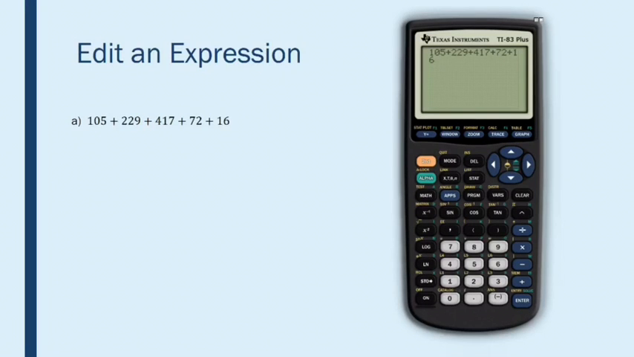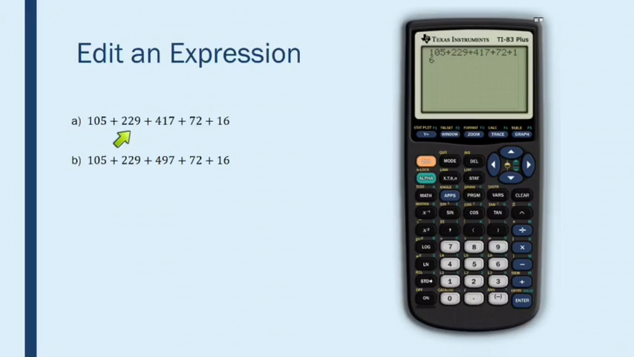Now I want to show you how to edit an expression that you've typed in but you haven't pressed enter yet. Notice here I have 105 plus 229 plus 417 plus 72 plus 16, but I have not yet pressed enter, so I don't have an answer. In other words, the expression is still active. I could add on to it if I want to, or I can edit what I've already typed, and that's what I want to show you how to do.